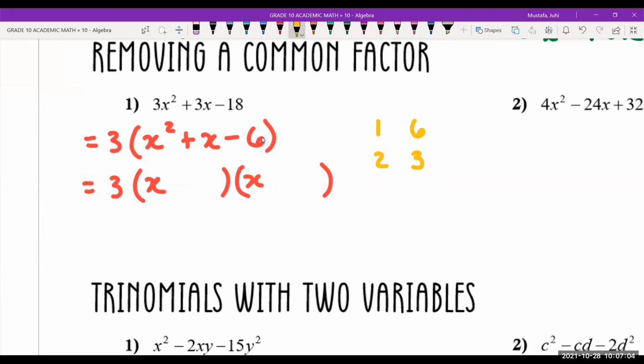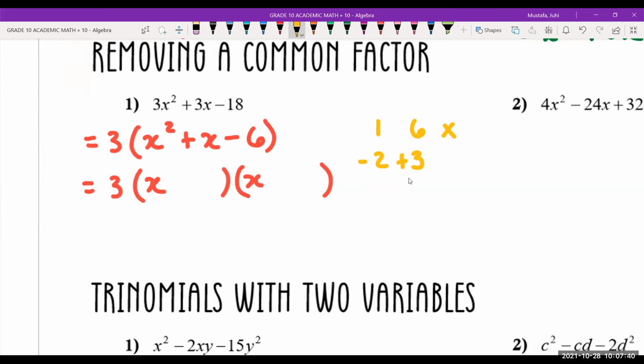So I look at this number and I ask myself, what numbers multiply to it? I don't worry about the signs. The signs we can figure out later. I just look at the number. 1 times 6 is 6, 2 times 3 is 6. Okay. Can I add or subtract any one of these pairs of numbers to give me a positive 1? Perfect. 1 and 6 will never work because they never add up to positive 1.